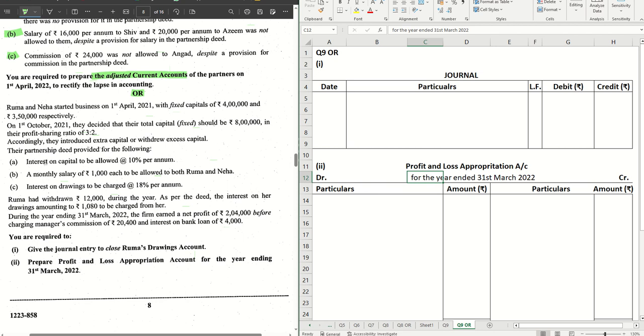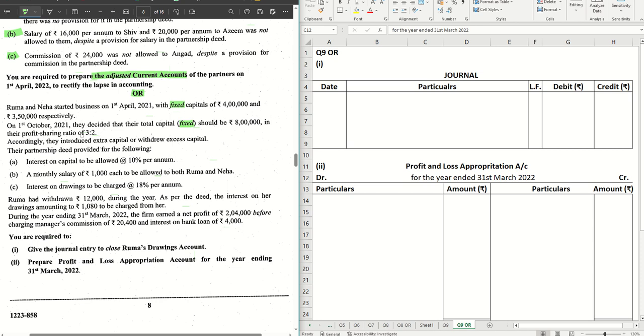Ruma and Neha started their business on 1st April 21 with fixed capitals. Now, fixed is the word to be noted, very, very important here, of 4 lakh and 3 lakh 50,000 respectively. On 1st October, they decided that their total capital, again fixed, should be 8 lakhs in their profit sharing ratio of 3 is to 2.